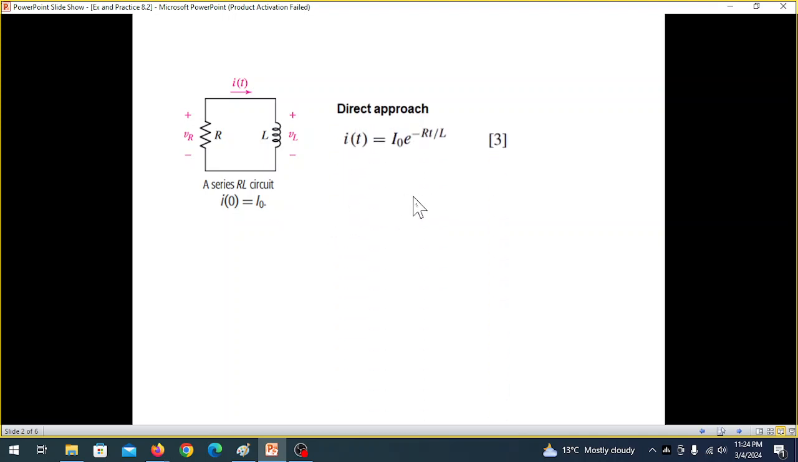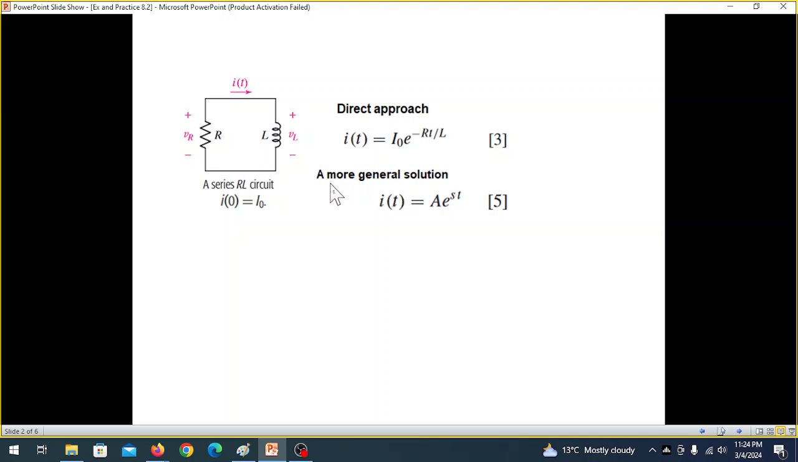Now, there are two approaches that the book has used. One is called the direct approach, where the current i(t), now remember in an RL circuit, whenever we say i(t), that means the current through the inductor. So i(t) is I0 multiplied by e raised to the power minus R t over L. Actually, it is R over L multiplied by t.